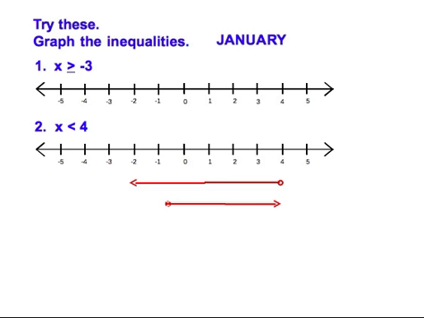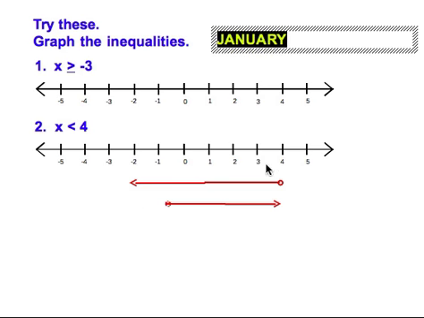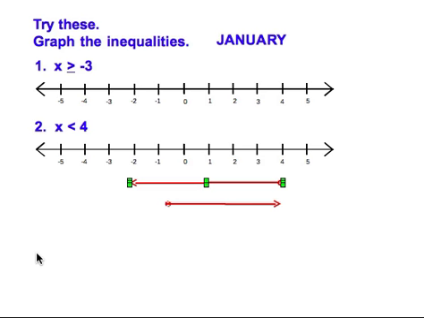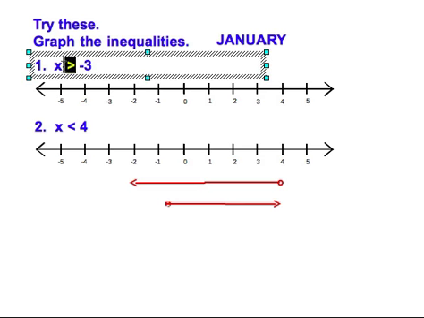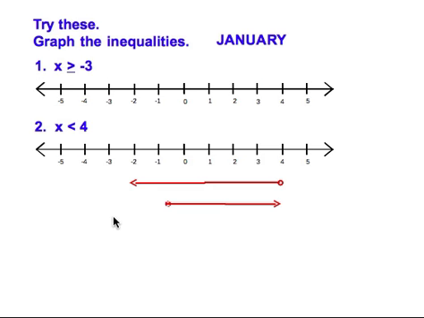Please write the word January at the top of slide 241 and then pause the video and work out number 1 and number 2 on your own. So number 1 is going to be a closed circle because it has an equal sign. The variable's on the left, and this shows it pointing to the right, and it's above -3. So I should have a closed circle pointing to the right above -3. If you did that, you are correct.